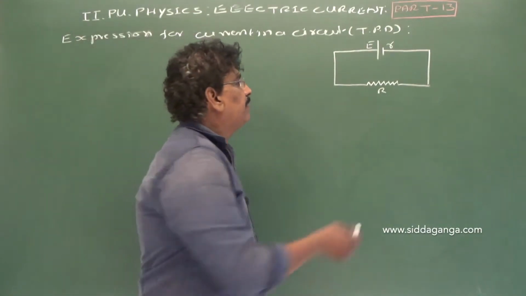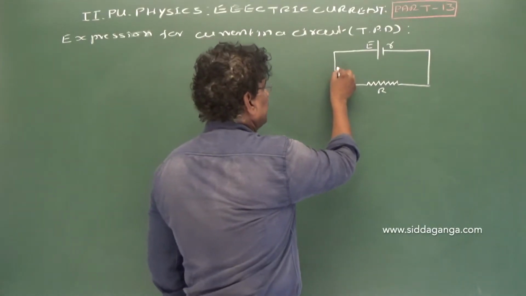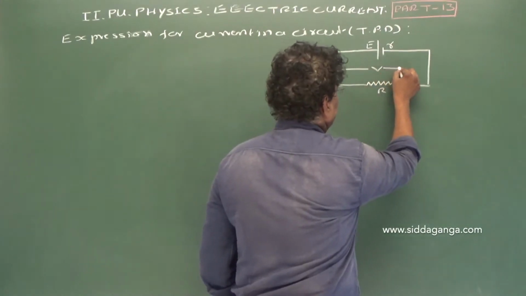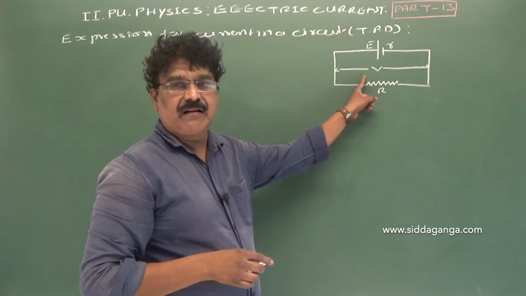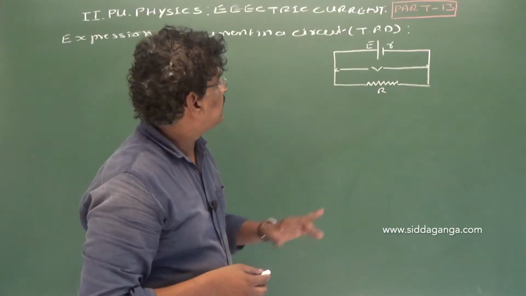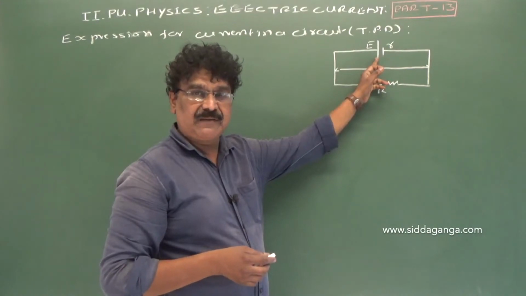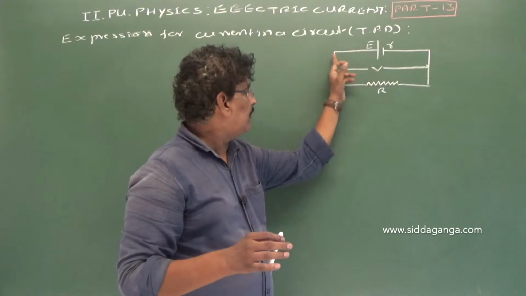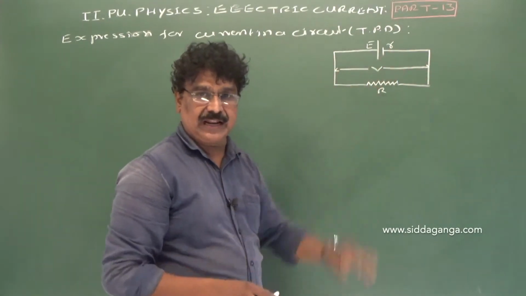So when we connect the cell to a resistor, that provides a potential difference V between the ends of the external resistance. This is called the terminal potential difference, and there is a potential difference across the terminals of the cell. This potential difference is from the positive terminal to the negative terminal through the external resistance.